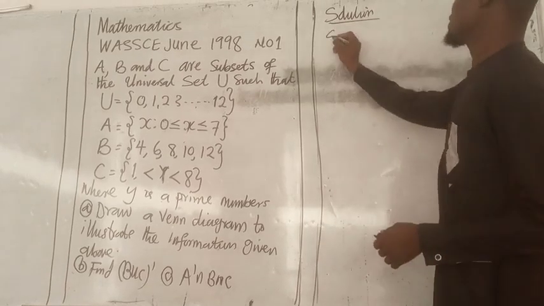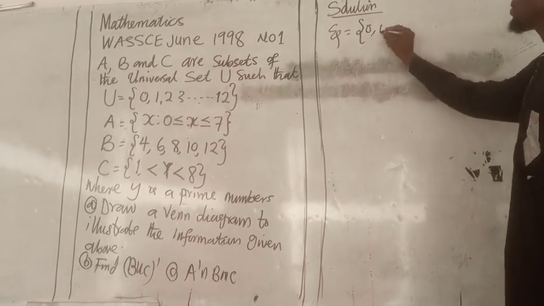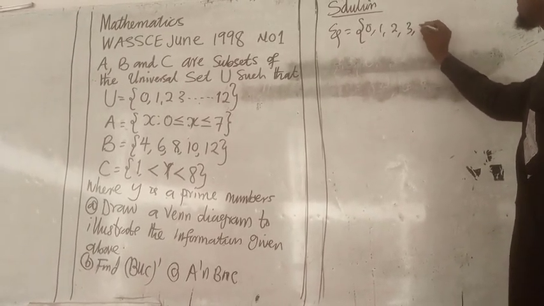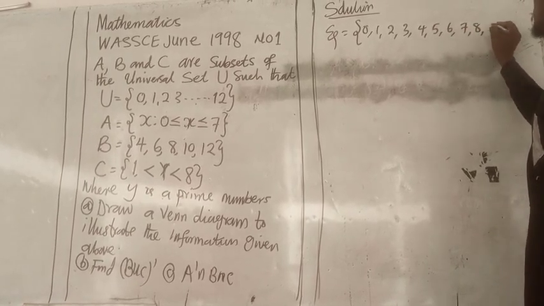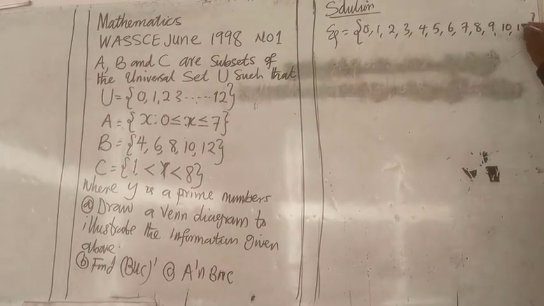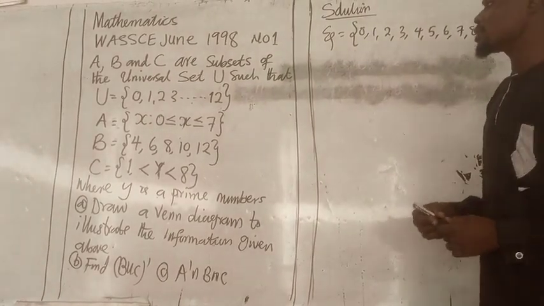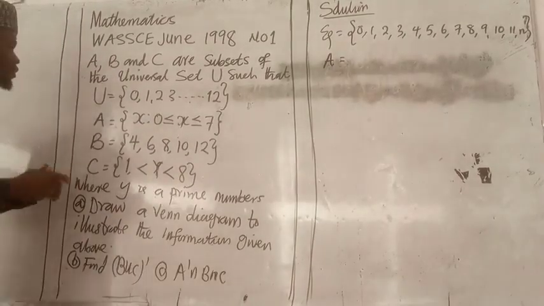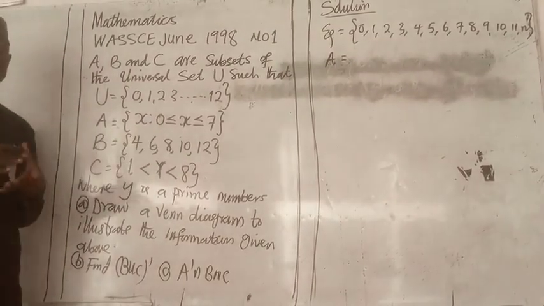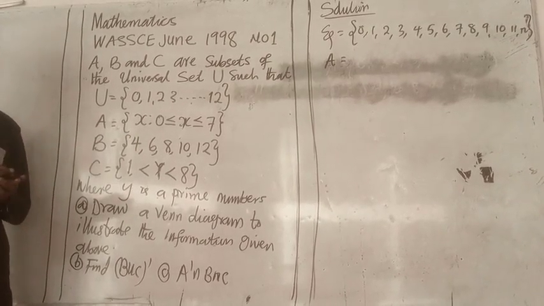The universal set is given as 0 to 12. That is 0, 1, 2, 3, 4, 5, 6, 7, 8, 9, 10, 11, then 12. This is our universal set. And set A is a set builder notation. From this set builder notation, we're going to look at it. It must have a beginning and an ending.